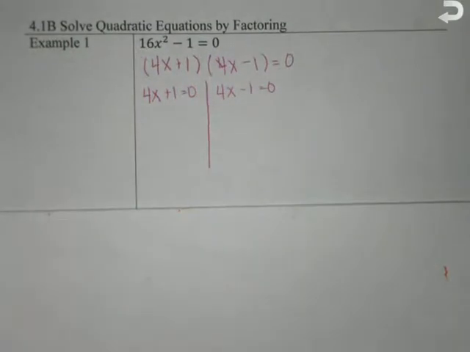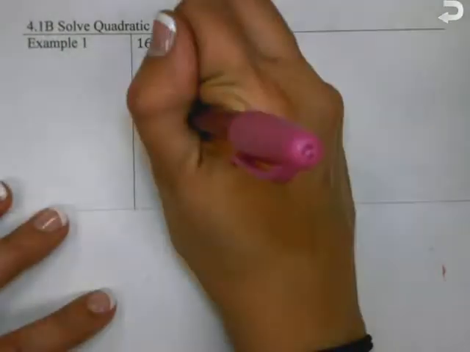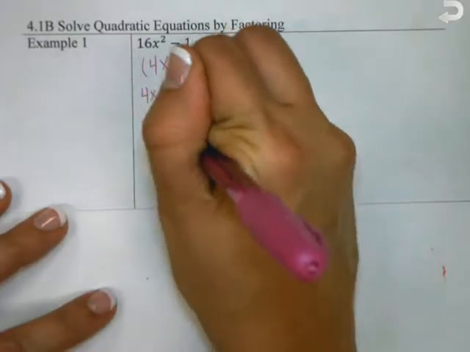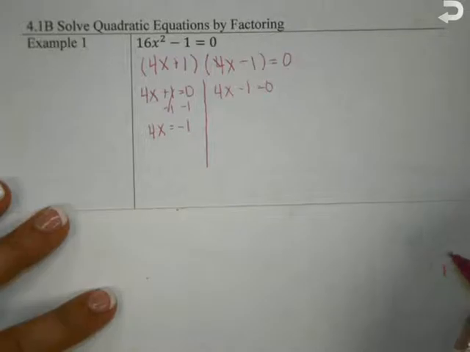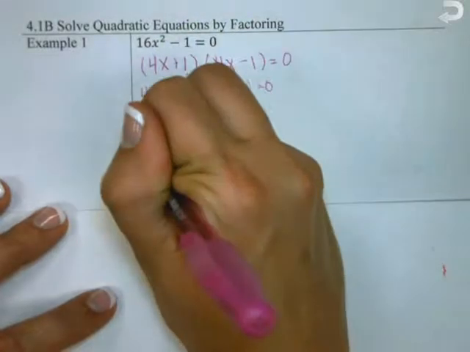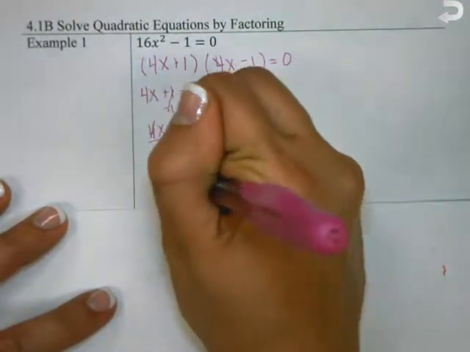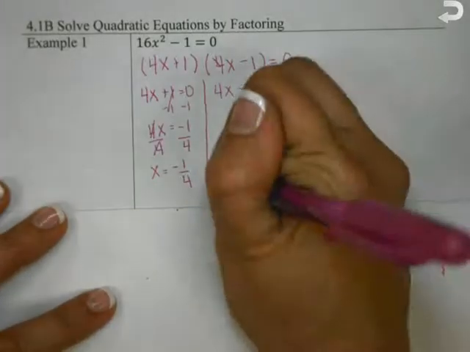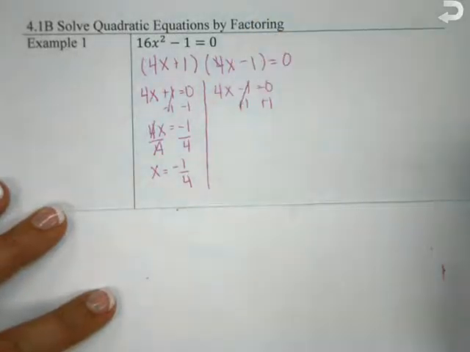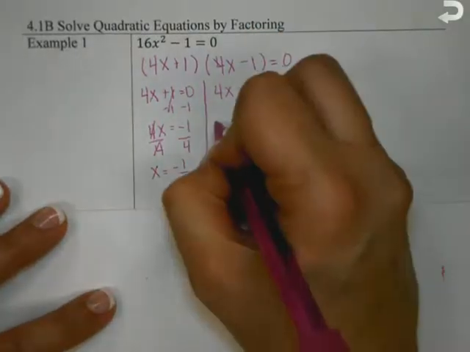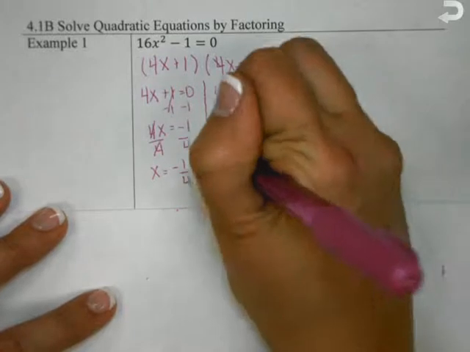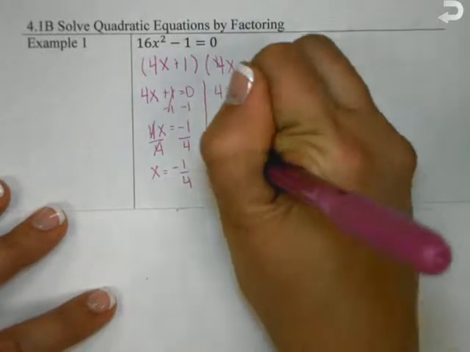And then to solve this, I subtract 1. So that gives me 4x equals negative 1. Divide by 4. X equals negative 1/4. Same thing on the other side. You add 1 to both sides. So we get 4x equals positive 1. Divide both sides by 4. And x equals positive 1/4.